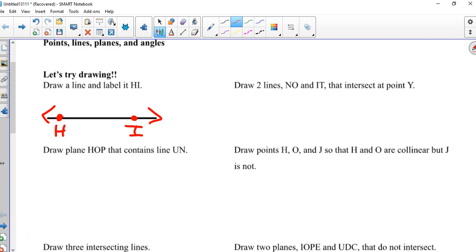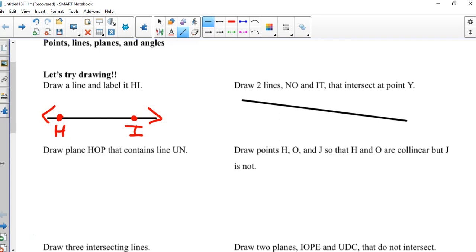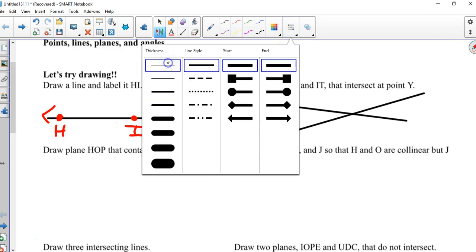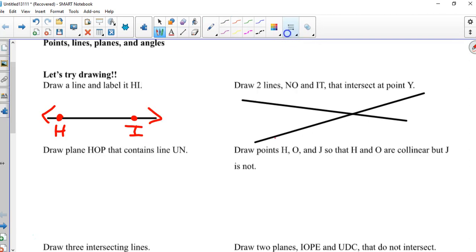Draw 2 lines that intersect at point Y. So you're going to draw 2 lines, NO and IT. Put a dot, make that N. Put an arrow. Follow that line up. I can go on the other side. I can put my O right here. It makes no difference. That is NO.